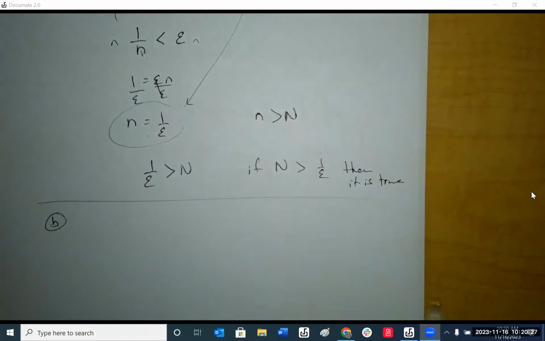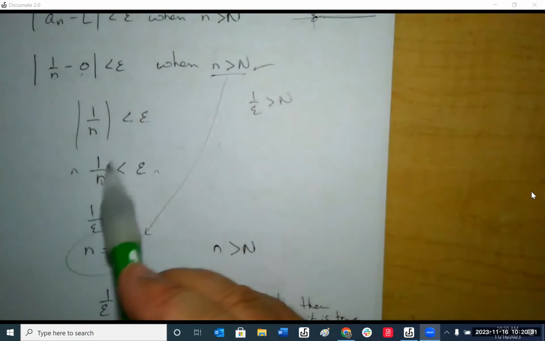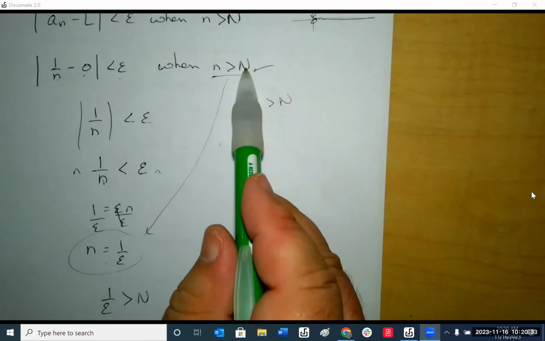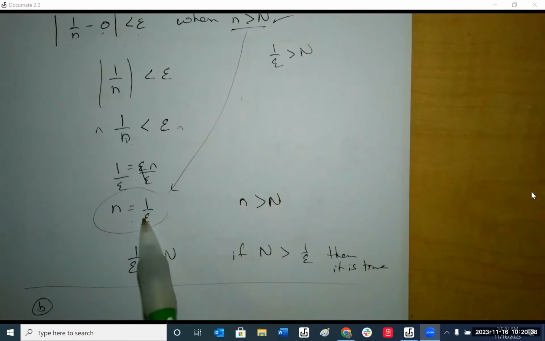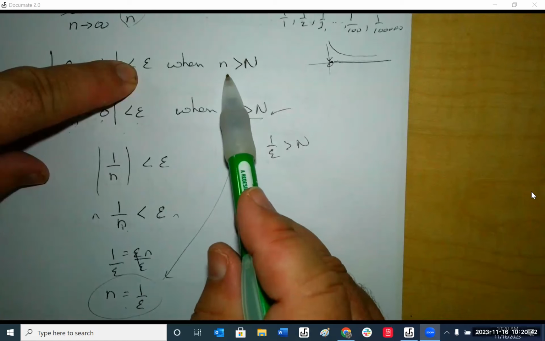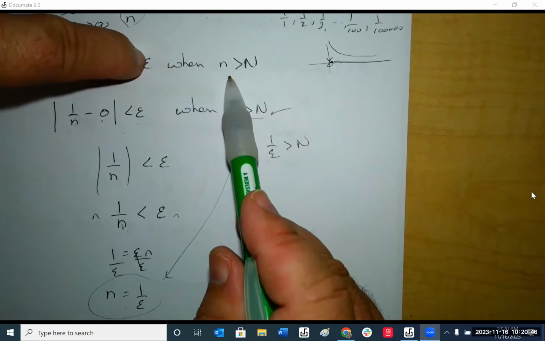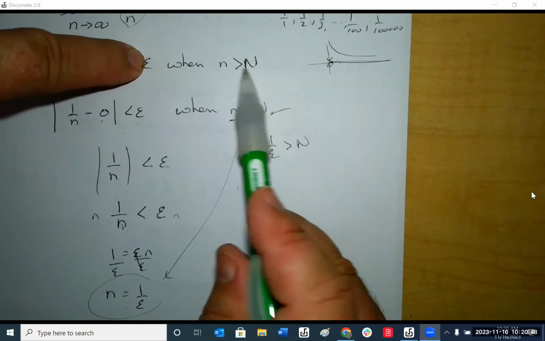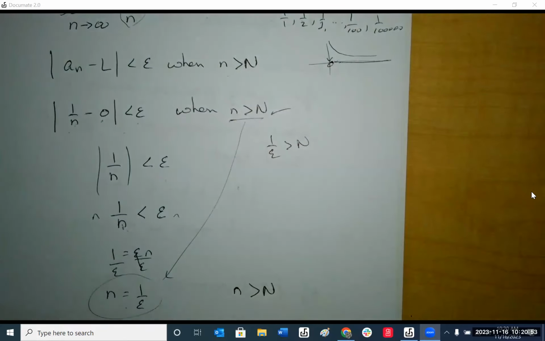There's no numbers there, but all it says is that since these are all true, as long as n is bigger than 1 over epsilon, it's got to be. The bigger epsilon gets, the smaller this whole number becomes. So this has to be smaller, and eventually it goes to the limit point.